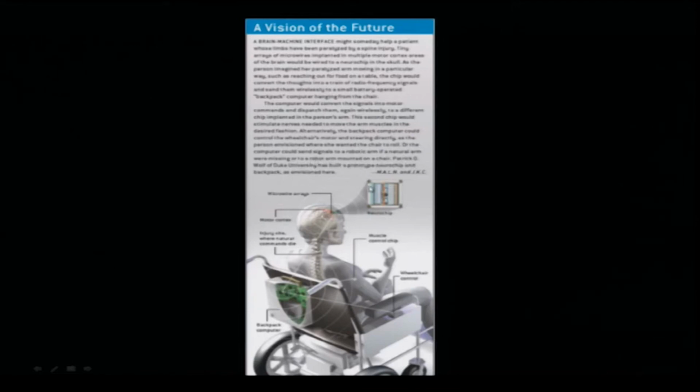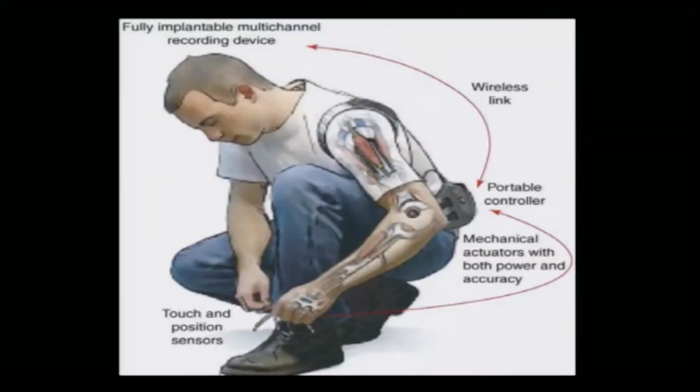Okay. So, this is done by Patrick Wolf, and Duke University has built a prototype neuronal chip and a backpack as envisioned here. So, this is basically those kind of chips we are talking about. This is some of the futuristic ideas. This is another futuristic idea where fully implantable multi-channel recording devices are being put, and there are touch and position sensors sitting there, mechanical actuators with both power and accuracy, and a wireless link, by which a person can really do certain things which he or she cannot do because of certain injury.